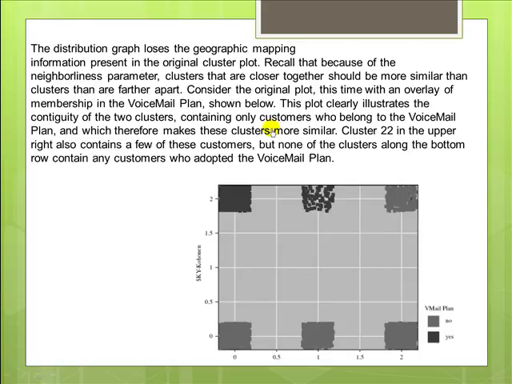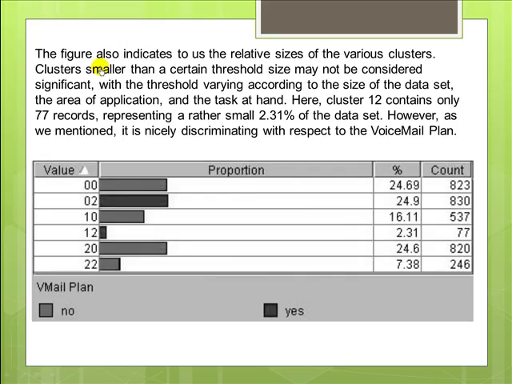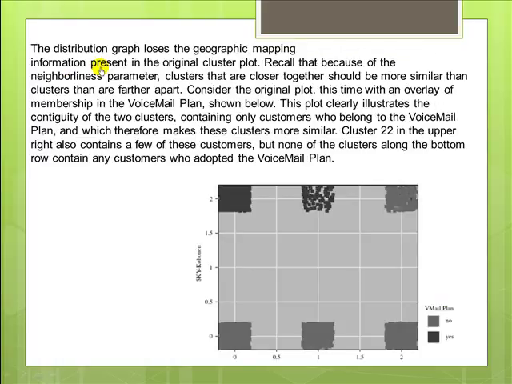The distribution graph loses the geographic mapping information present in the original cluster plot. What do they mean by that? Well, this is the distribution graph, and this is the original one. Recall that because of the neighborliness parameter, clusters that are closer together should be more similar than clusters that are farther apart. I don't know what closer together means, except that these are obviously far apart. I guess this one and this one are further apart than this one and this one. I don't know if that's true, but consider the original plot.